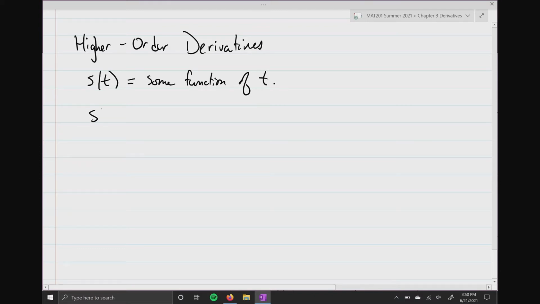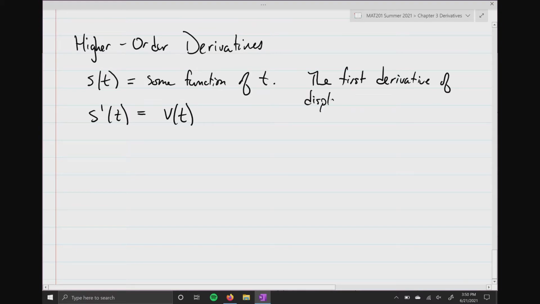Then the derivative equals the velocity. So in other words, the first derivative of displacement is the velocity. Now, if you have the velocity and you want to find its derivative, that is equal to the acceleration.